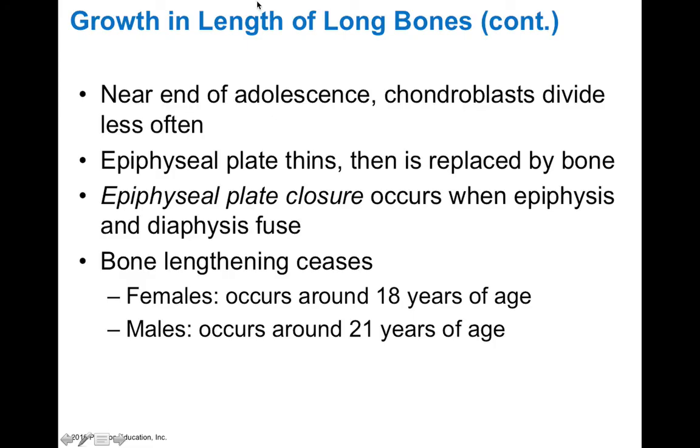Now, in terms of what determines the growth of bones in length, near adolescence, chondroblasts divide less often. The epiphyseal plate becomes thinner and ultimately is replaced by bone completely. We call this epiphyseal plate closure, when the epiphysis and the diaphysis fuse together and there's no more epiphyseal cartilage. Now we have the epiphyseal line, which is just bony tissue there. Bone lengthening ceases in females around age 18 and in males around age 21.